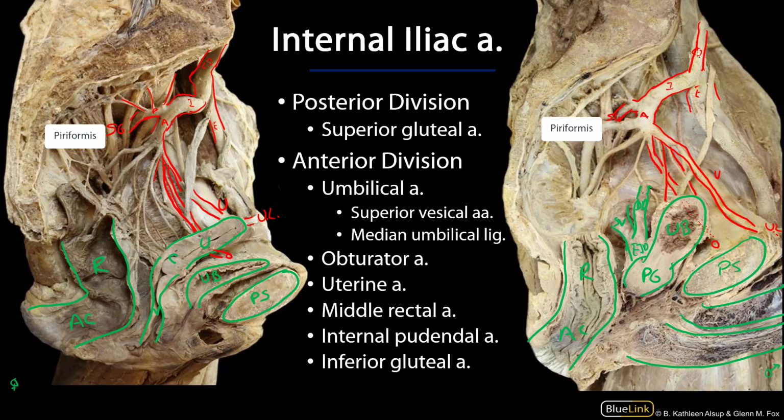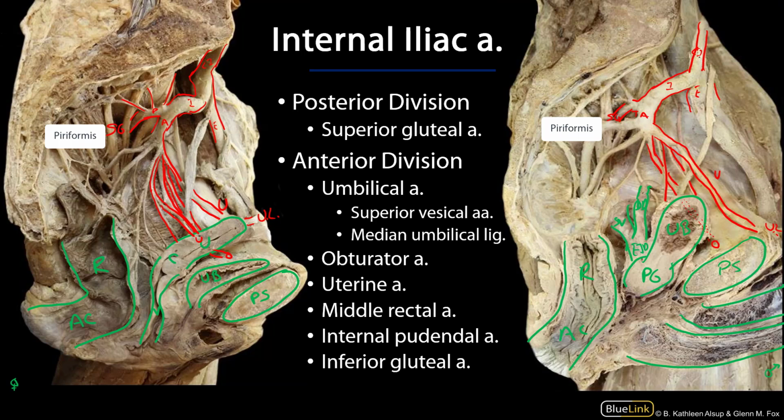The next branch over here that we can see, I'm just going to erase this. There's a common trunk here. This common trunk is bifurcating into what will be the uterine artery, just heading over this way to the uterus, and the vaginal artery, heading down towards the vagina.